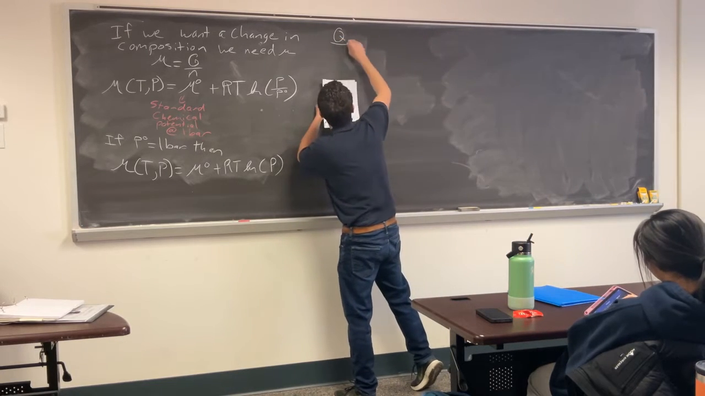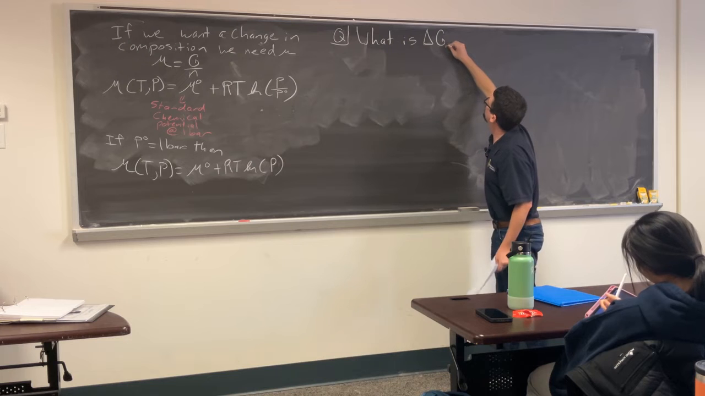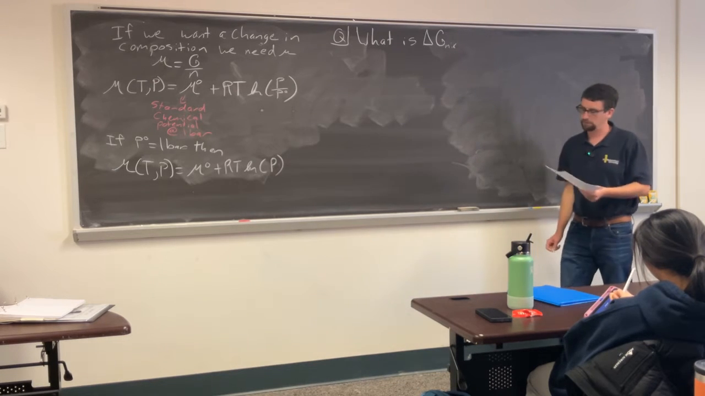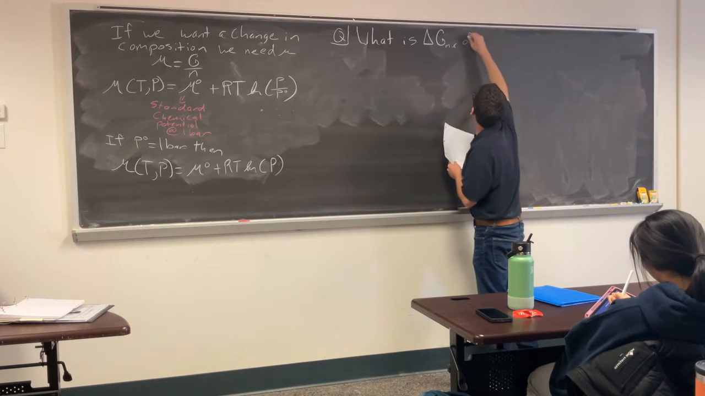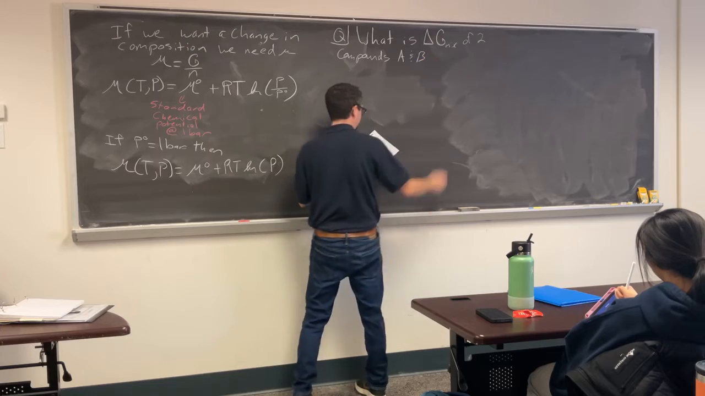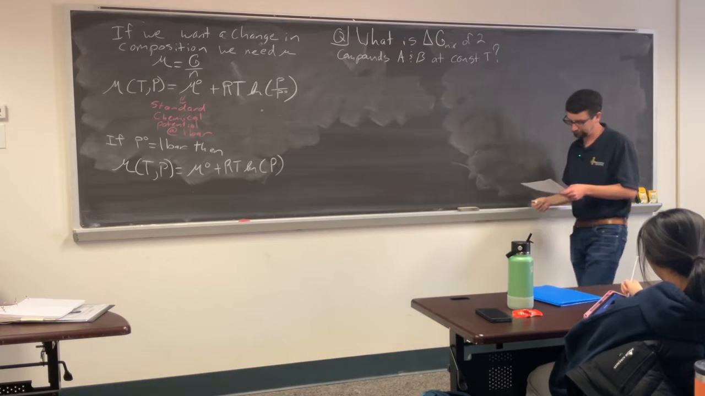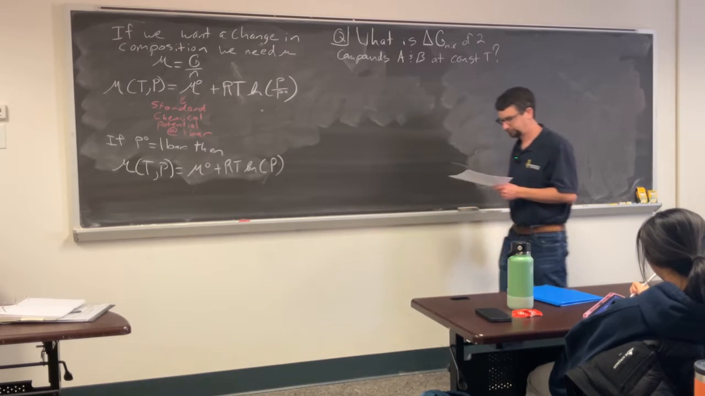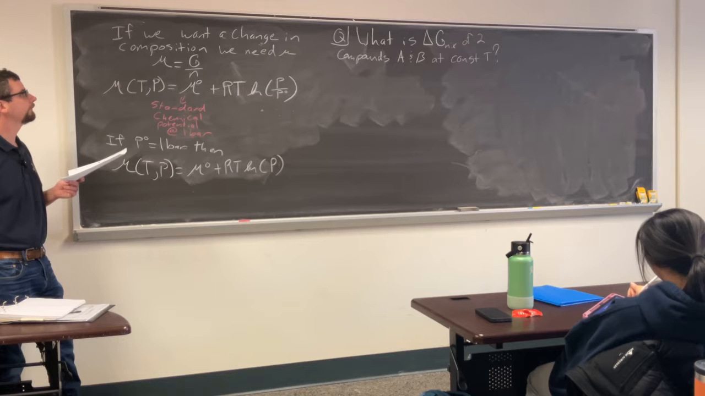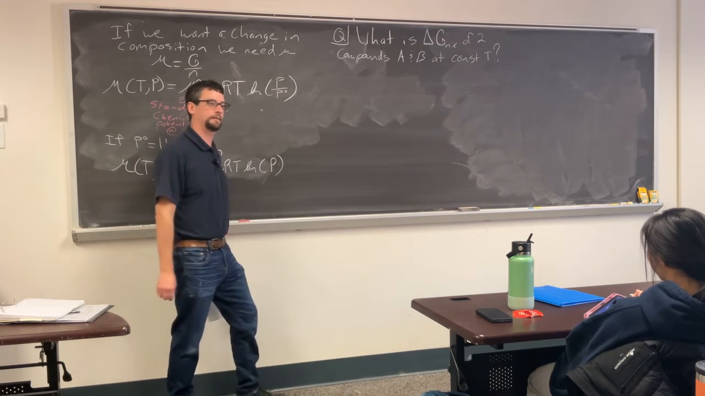So question. What is delta G of mixing? If we want to consider mixing two particles together or two compounds together, we have this mix as a subscript. And we're not going to be very creative. We're going to say A and B, at a constant temperature. Everybody feel like they know what they are doing right now? Ish.